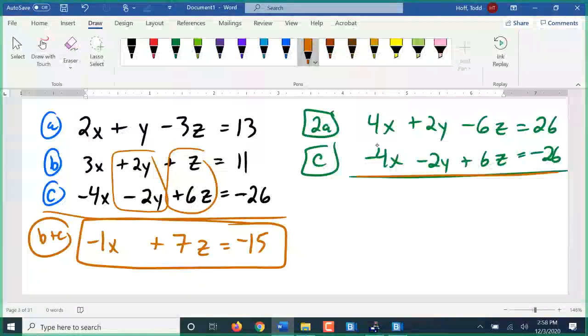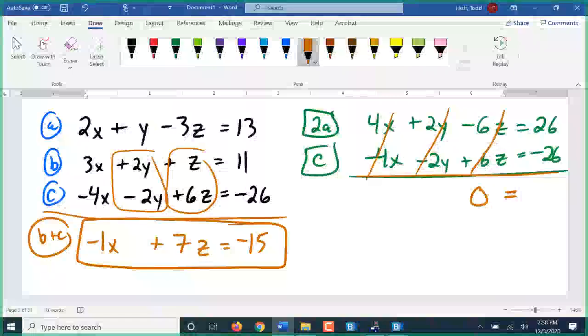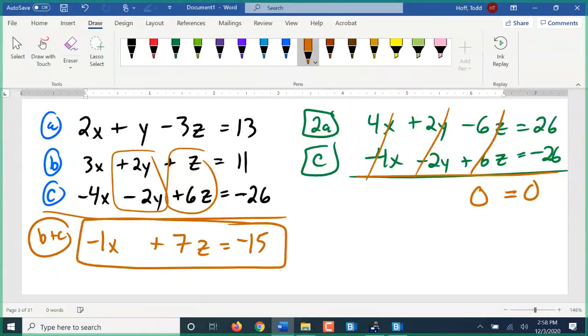Negative 4x and 4x is 0x. That's gone. 2y and negative 2y is 0y. That cancels out. 6z and negative 6z cancels out. That's 0z. I have 0 on the left side. Now, at this point, there's only 2 options for the right side. Either the right side is 0, which in this case it is. 26 plus negative 26 is 0. What that means is that these 2 equations, A and C, were really the same equation.